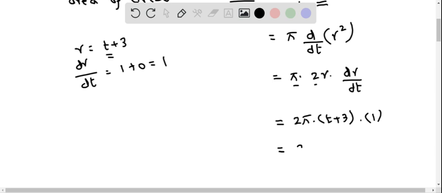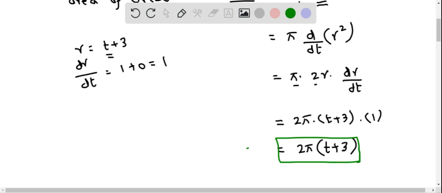So finally this becomes 2 pi times t plus 3. So this is the rate of change of area of the circle, that is dA over dt. This is dA over dt. And this means answer choice 3 is correct.